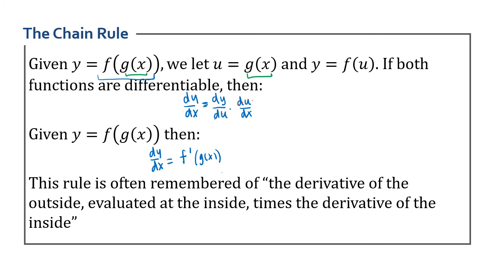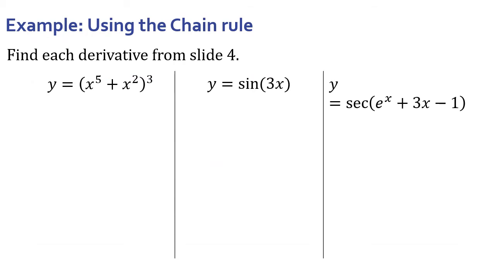Okay, so again, this is the outside function with respect to the inside function. Then you find the derivative of the inside function. So what we're going to be doing for a little while is I'm going to stick with Leibniz notation just so that you guys can see this process, and then we'll switch over to doing it the prime way once you see where everything is coming from. Find the derivative of each from slide 4.